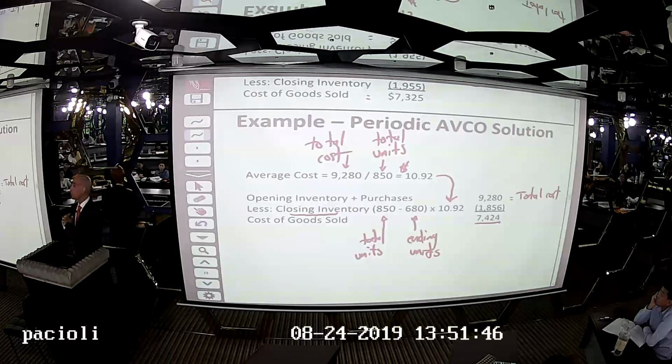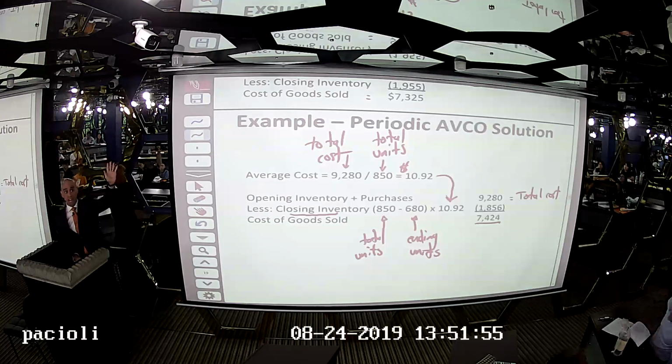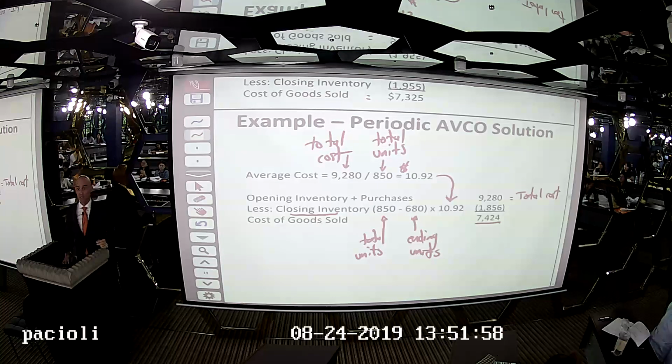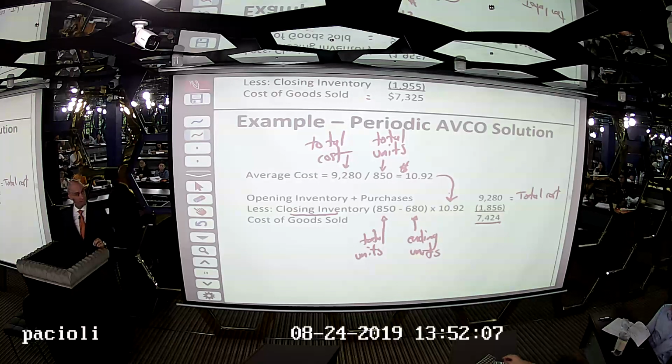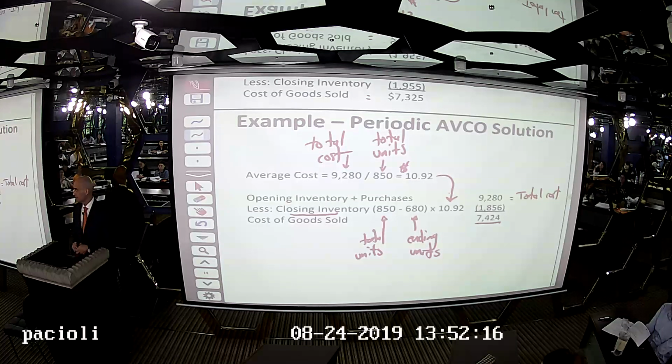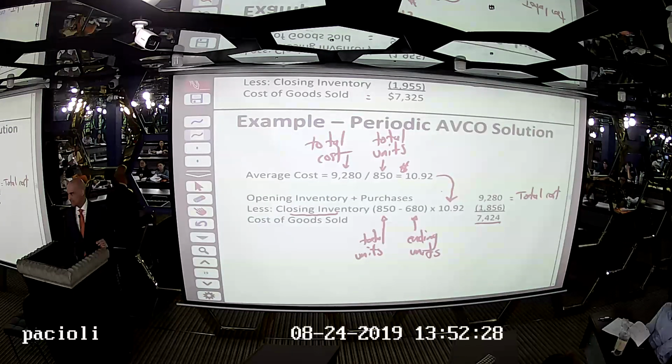The opposite for the closing inventory. When prices are going up, the FIFO closing inventory is higher, and the average cost inventory is lower. So this is the periodic average cost. What seems easier to you, FIFO or average cost? So on your exam, the average cost is going to be easier on your exam.